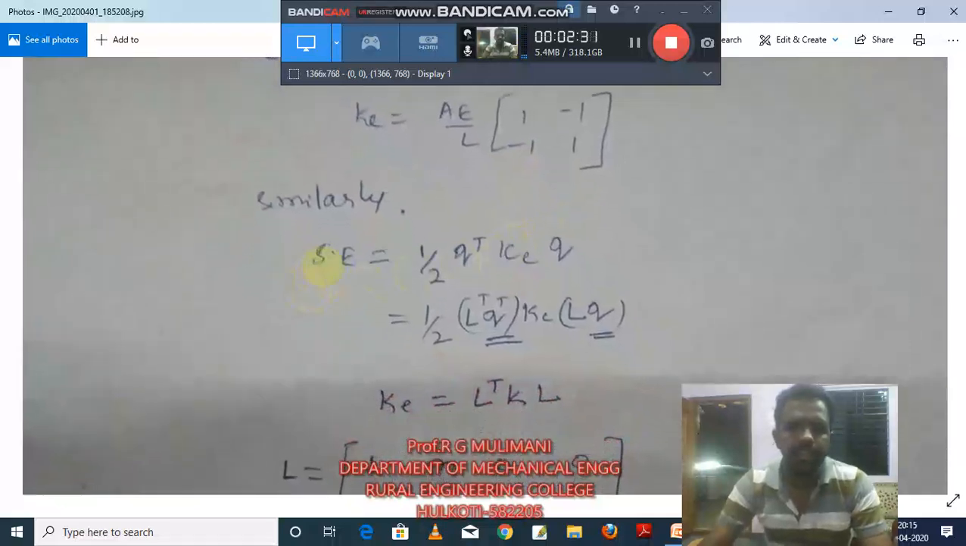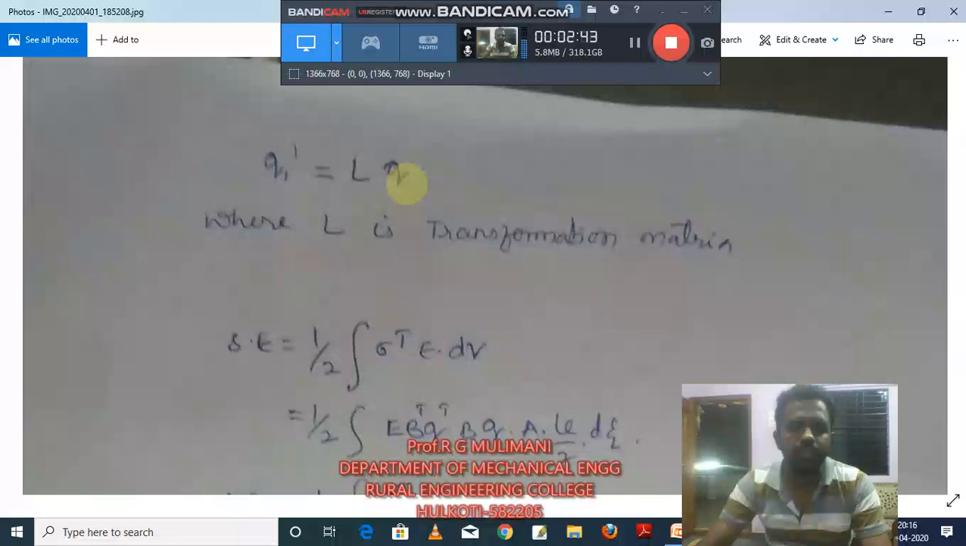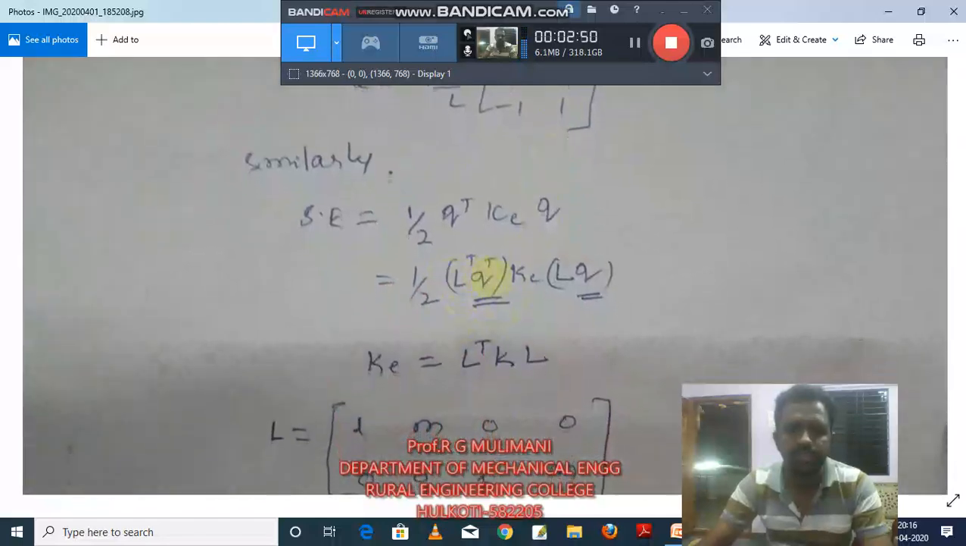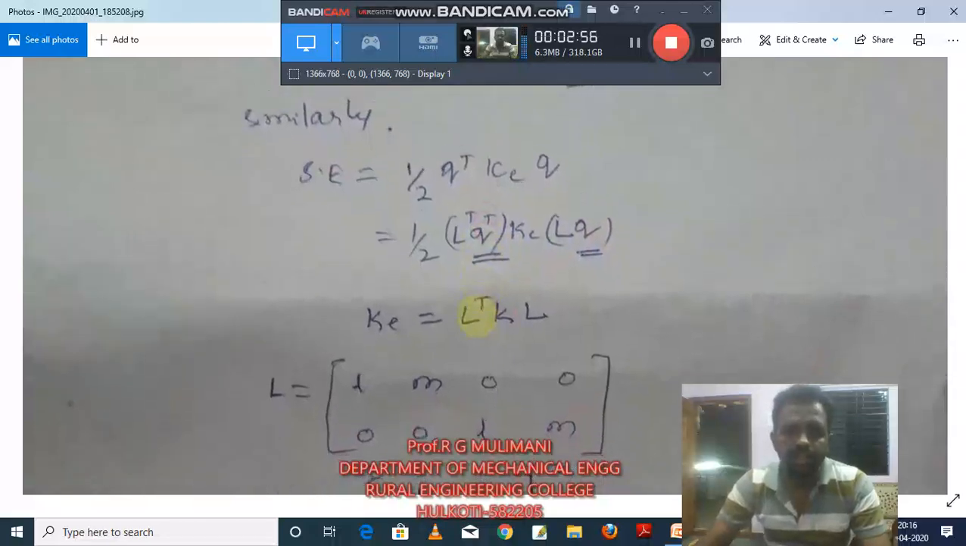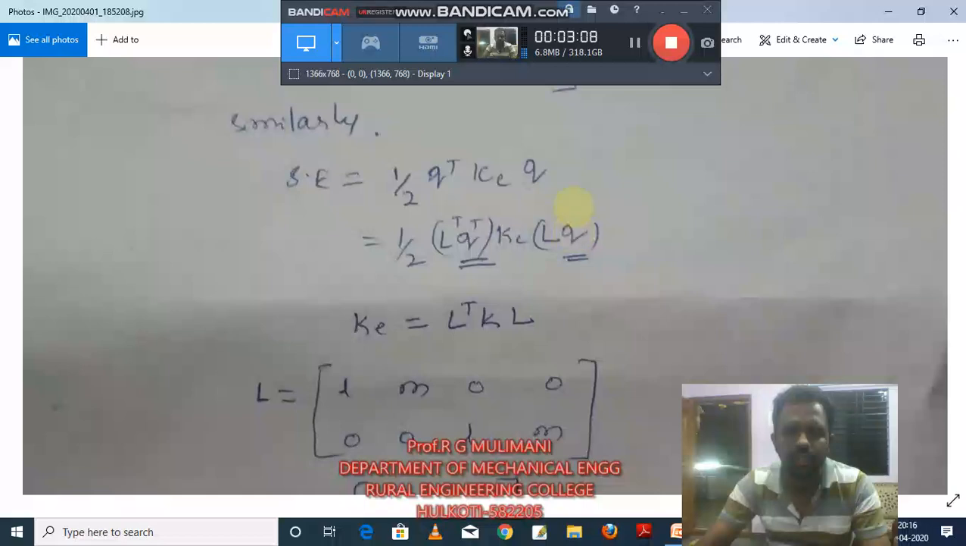In a similar way, the same strain energy equation is used, but for the truss element we use the transformation matrix. What is q here? q is nothing but L into Q, where Q is defined in terms of the global coordinate system. The same thing is substituted here: q is equal to LQ. When this is compared with the equation and the displacement terms are removed, what you get is the stiffness matrix for the truss element.